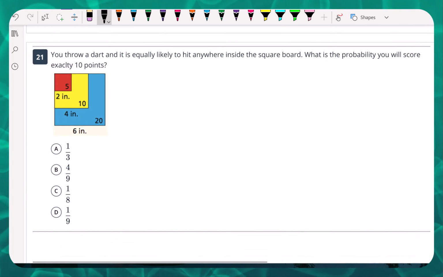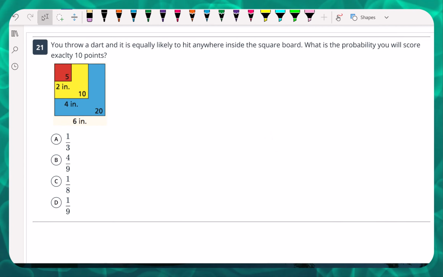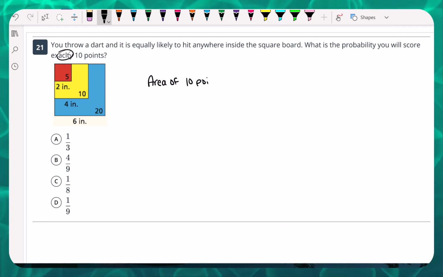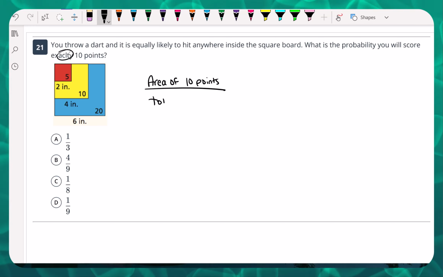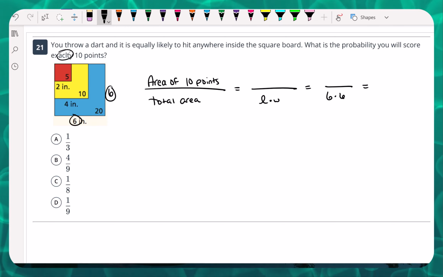This is geometric probability. I think it's the last one. Yep, it is. Okay, so it says you throw a dart and it's equally likely to hit anywhere inside the square board. What's the probability that you're going to score exactly 10 points? So what you're going to do is you're going to figure out the area of the 10 points, and you're going to divide that by the total area. Now, the total area is really easy. Total area is just length times width, and it's a square, so it'll be 6 times 6. So the length times the width, 6 times 6, which is 36.